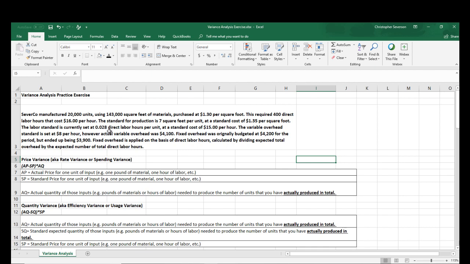So some of this they're giving you on a per unit basis, some they're giving you in total, and I've done that intentionally to show you down below how to handle both alternatives. Now we do have fixed overhead that was originally budgeted at $4,200 for the period, but it ended up being $3,900. It's applied on the basis of direct labor hours, calculated by dividing expected total overhead by the expected number of total direct labor hours.